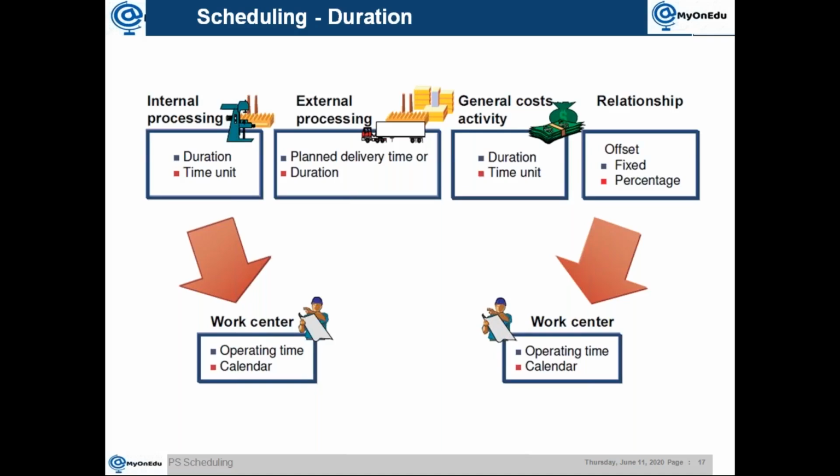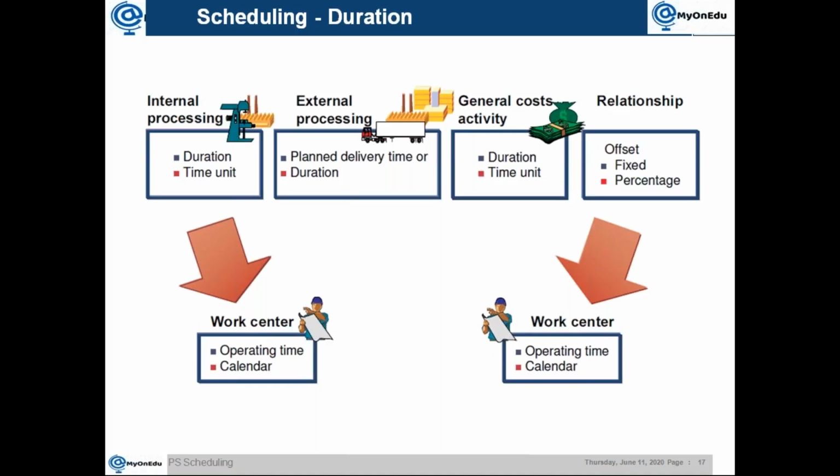Then we have external processing. External processing, service activity, mostly people will use external service activity only for subcontracting purpose. So for external processing activity, the durations are calculated from the planned delivery time. So there is a field called planned delivery time.